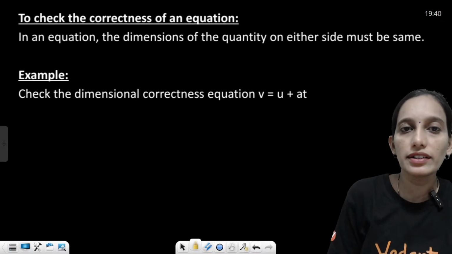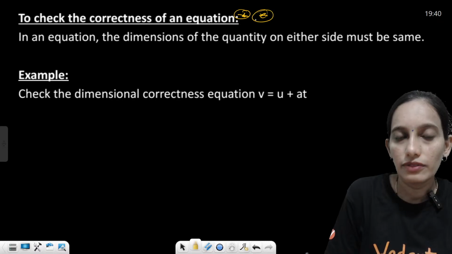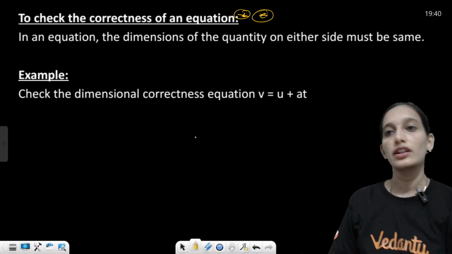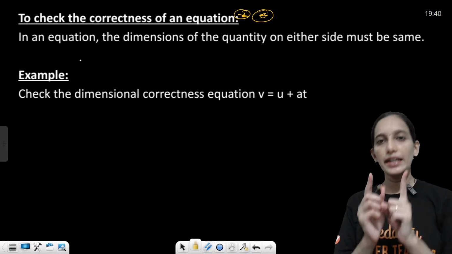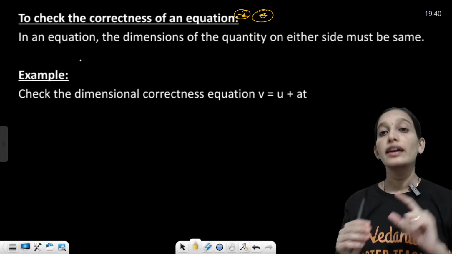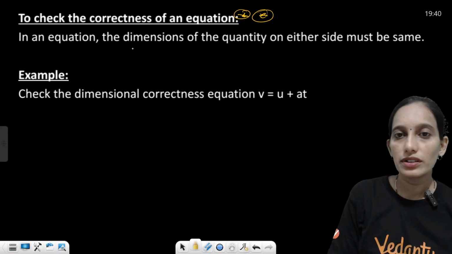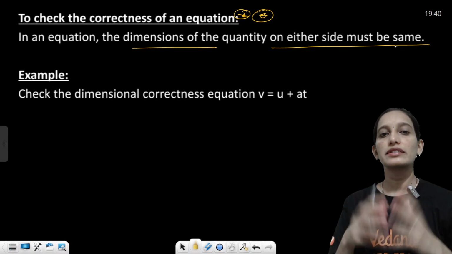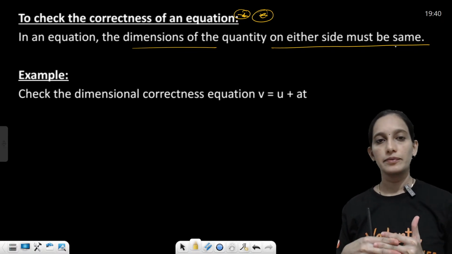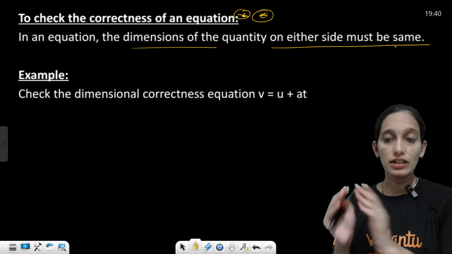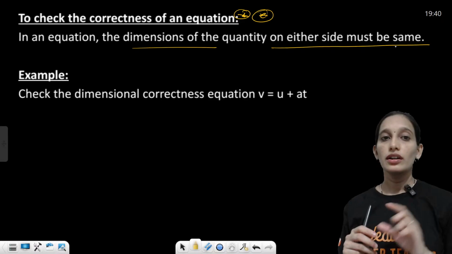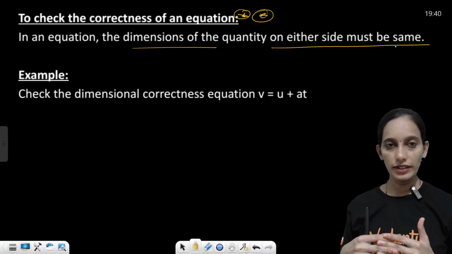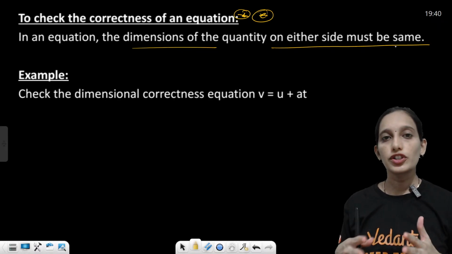So first is to check the correctness of an equation. If any given equation is correct or not, I can check. That is called the dimensional consistency method. Please understand, if any physical equation has to be correct, it should be dimensionally correct. In other words, the dimension of the quantity on either side must be the same. The dimension on the left hand side must be the same as the dimension on the right hand side. And all the terms which are separated by plus and minus should also have the same dimension. That is from your principle of homogeneity of dimension. Is that clear? That is how we check the correctness of an equation.